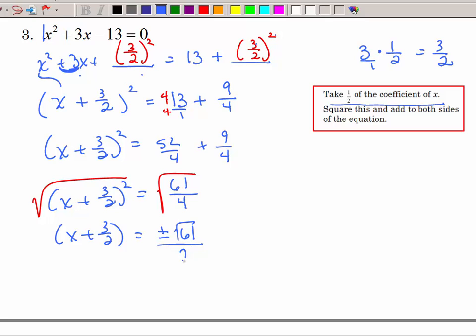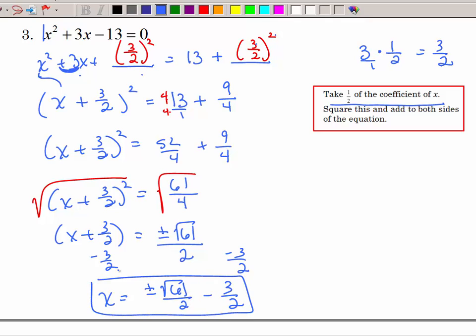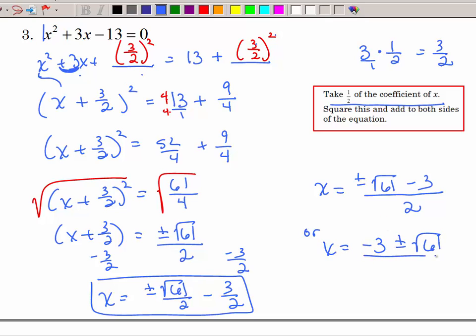But the square root of 4 is 2. And then the last step is to subtract 3/2 from both sides. So I get x equals plus or minus the square root of 61 over 2 minus 3 over 2. Another way I could have written that answer is plus or minus the square root of 61 minus 3 all divided by 2. Or I could have turned that around, kept the negative 3, and written it like that. And that looks like it would have come from that quadratic formula.